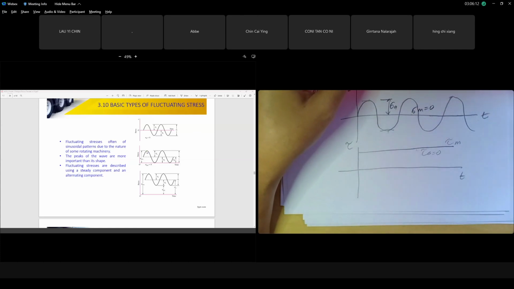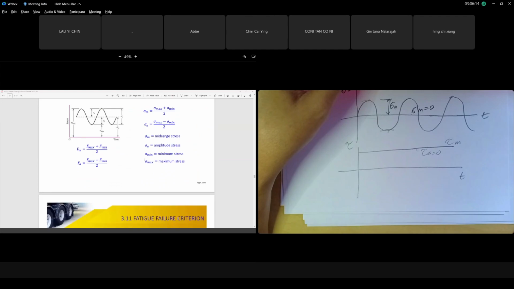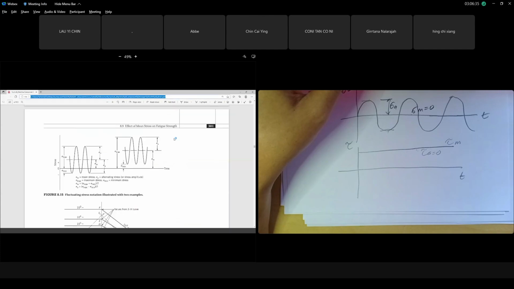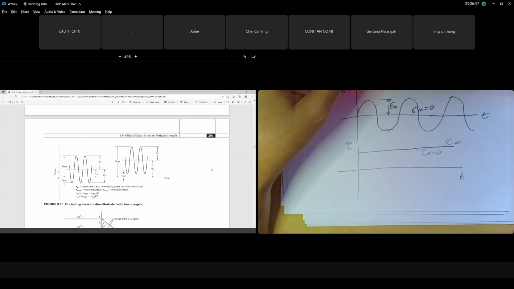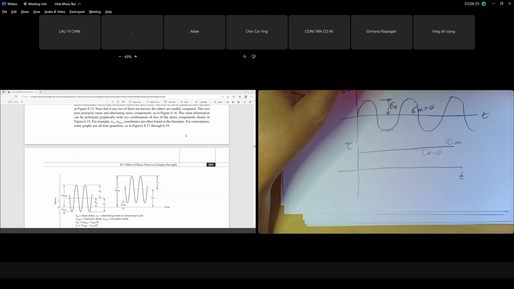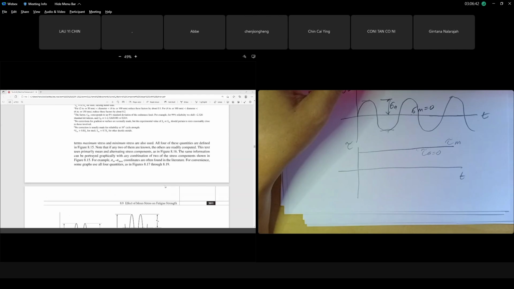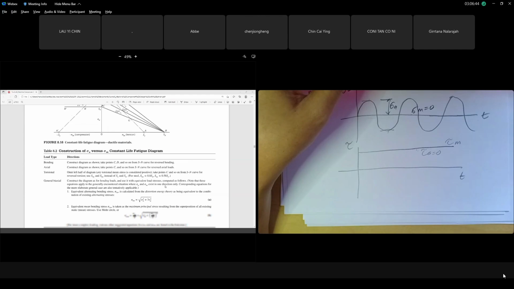Okay, can you see the notes? And I also shared the textbook. Hold on, I'll share the textbook. Where is the textbook? Okay, can you see the textbook? Can you see my textbook? Class?